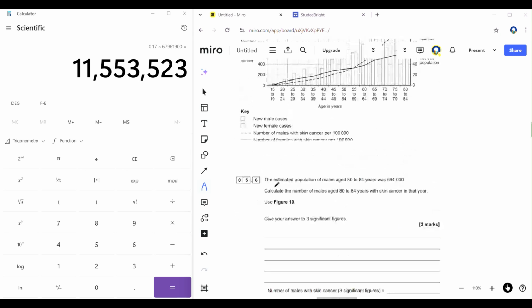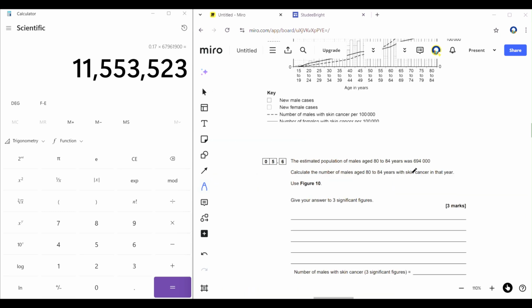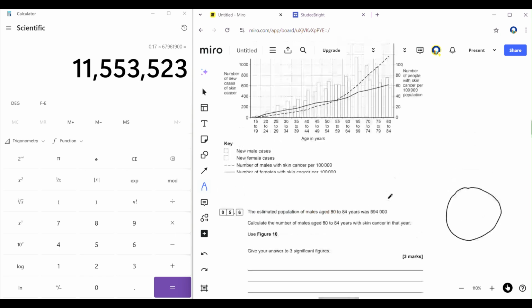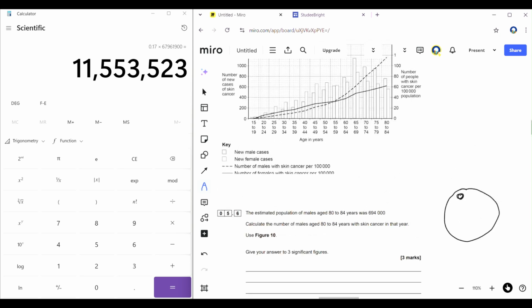So the question is, the estimated population of males aged 80 to 84 years was 694,000. Calculate the number of males aged 80 to 84 years with skin cancer in that year. Use figure 10. So we are told that the estimated population is, in total, 694,000. So you can think of this as like a pie. So this is the population of people that make up this number here, okay, 694,000. And then a small percentage of those people are estimated to have skin cancer, okay?